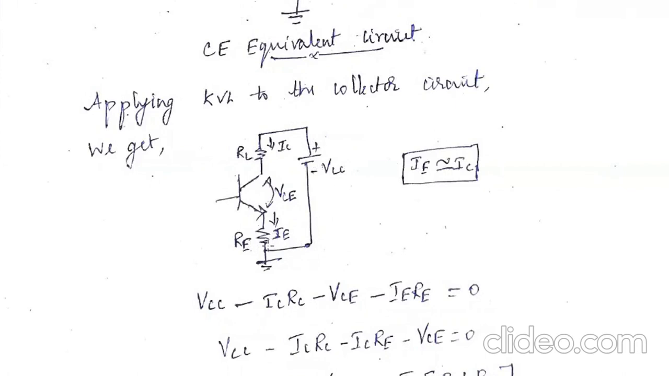If I apply the KVL, the total voltage present in the circuit is VCC, and the current IC flows through RC, so we get a voltage drop across RC. There will also be some voltage across the collector emitter terminals, which is VCE. And since the current IE flows through RE, we get a voltage drop across RE. So Kirchhoff's voltage law for the output loop is given by VCC minus IC into RC minus VCE minus IE into RE equal to 0.